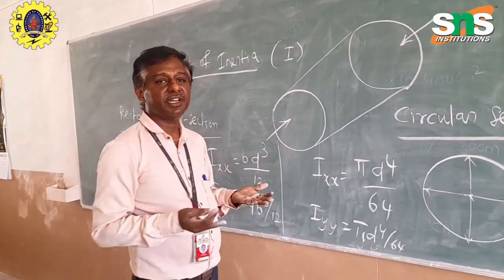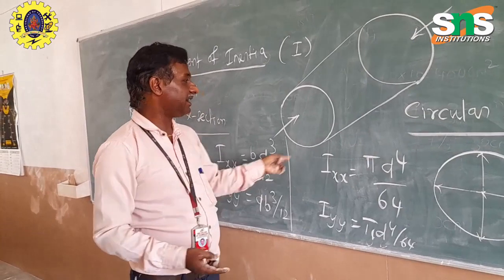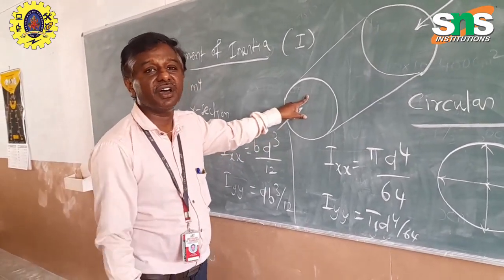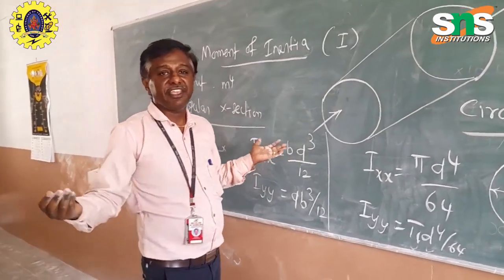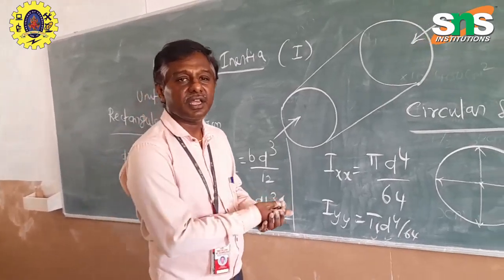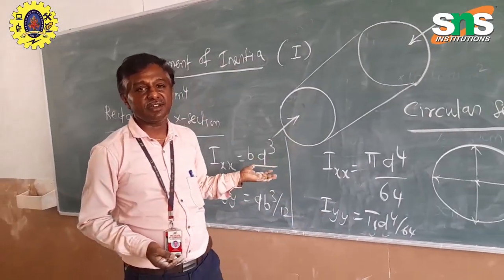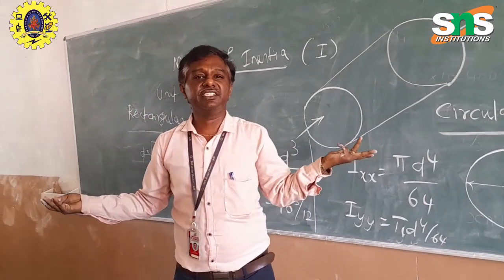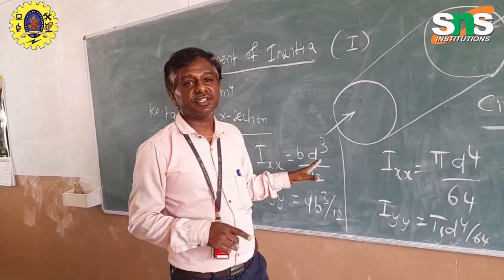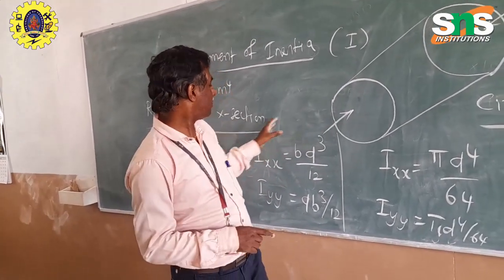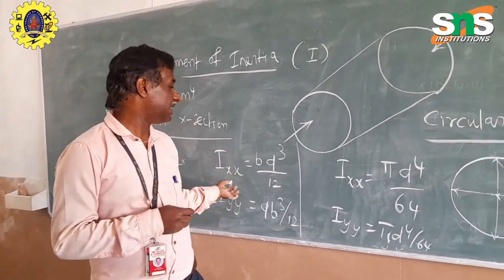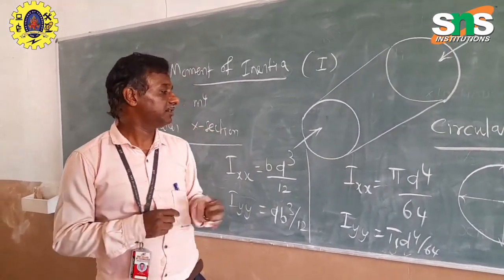It does not depend on, as I told you, I just take the cross section only. I have not taken into account whether this cross section is made of any material. Does it depend on any other property like temperature or pressure? I didn't take anything else. I just take the dimension of the cross section. So this is how to find the moment of inertia for a rectangular and circular cross section.